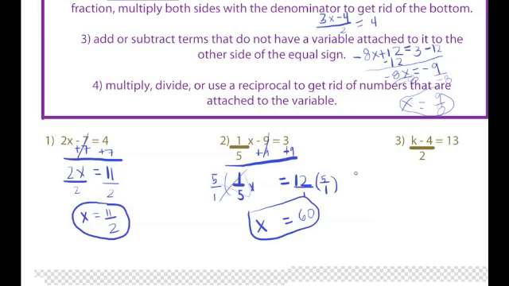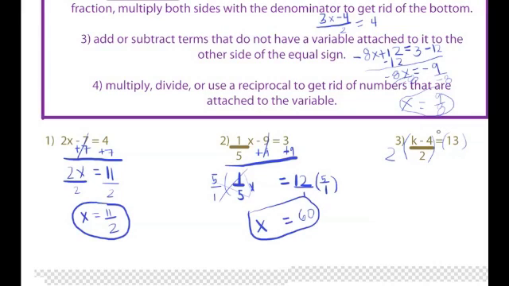Number 3, do I have anything to distribute? Nothing to distribute. Now in step 2, do I have one side that's completely over a fraction, just like this? I do, right? This left side is all over 2. So what does that tell me I'm going to have to do? I'm going to have to get rid of that 2 on this left side. So I'm going to multiply both sides by 2.